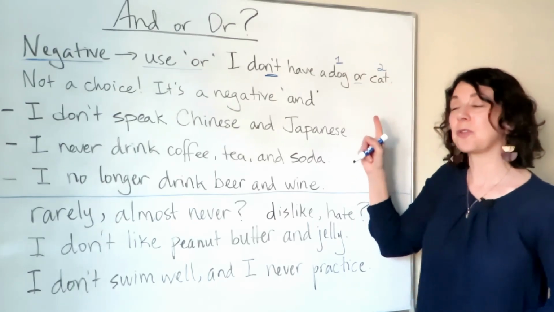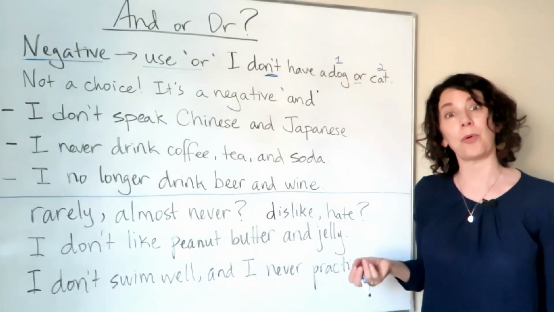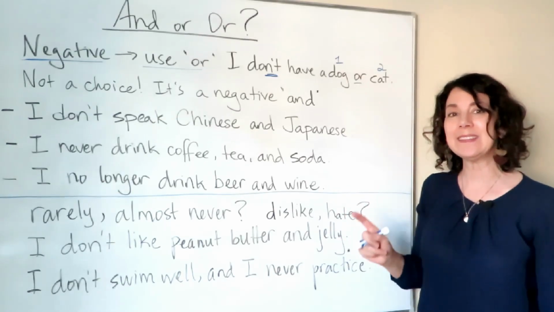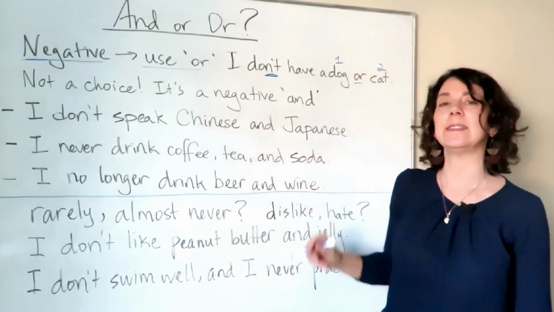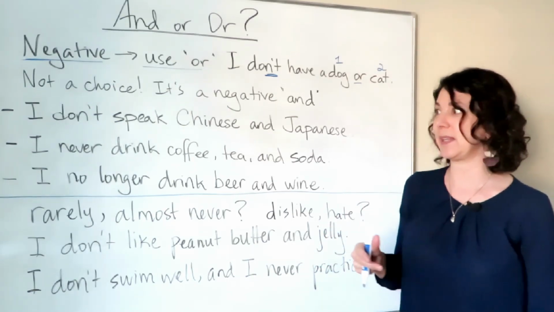Now notice that this grammar does not indicate a choice. Usually the word "or" shows a choice, but not in this case. In this case, it is a negative "and." So let's look at some examples.